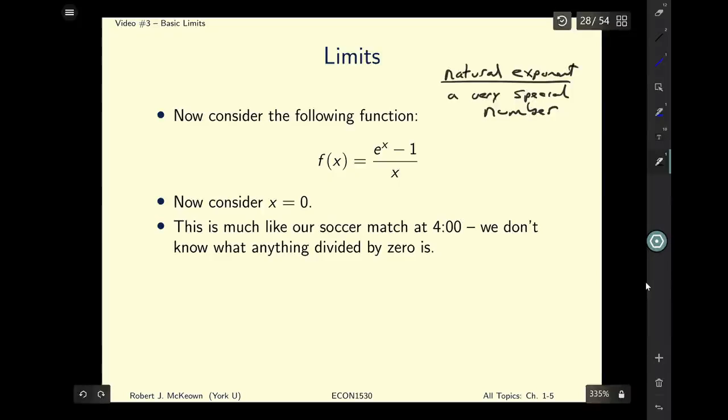I do work in finance and macroeconomics, and the natural exponent is really helpful because it represents continuous compounding. So it shows up a lot in those fields. Now what happens if we're trying to evaluate this function at x is equal to 0?